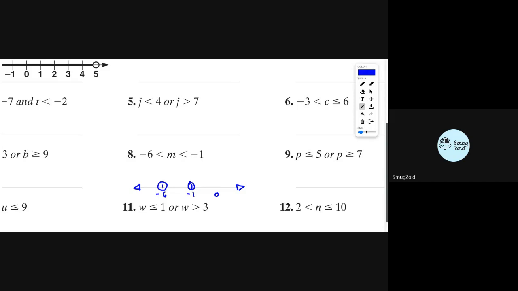And then you draw a line between them that would go from here to here like this. That's how you graph it.